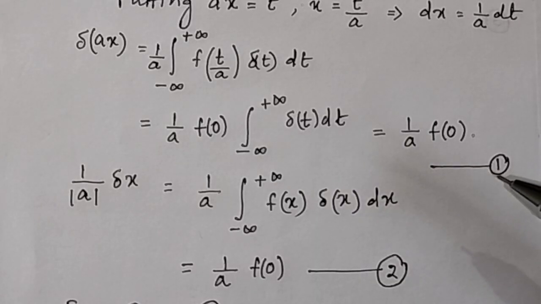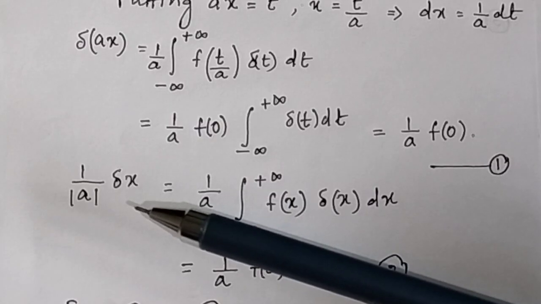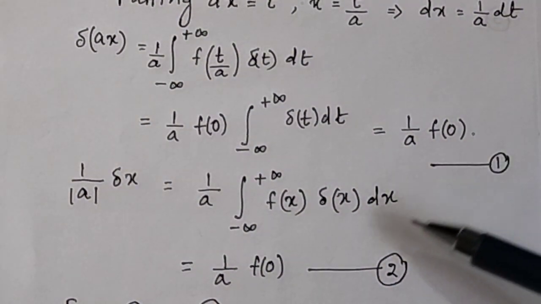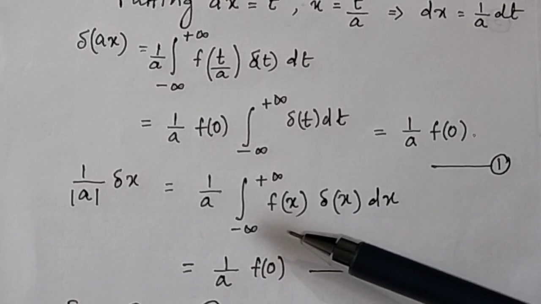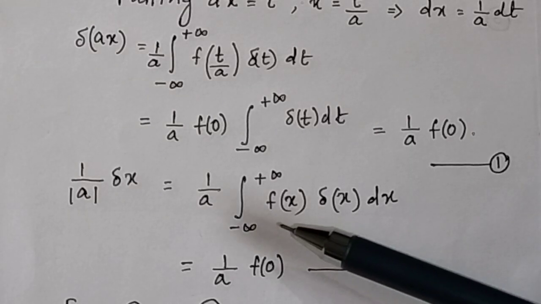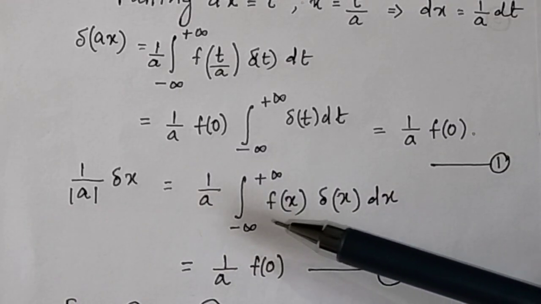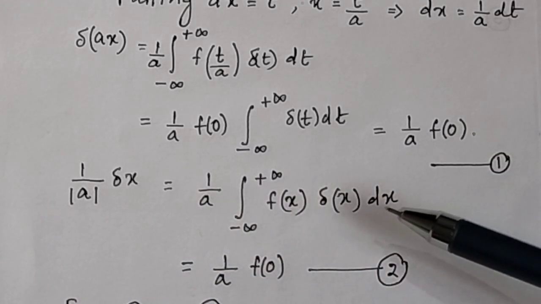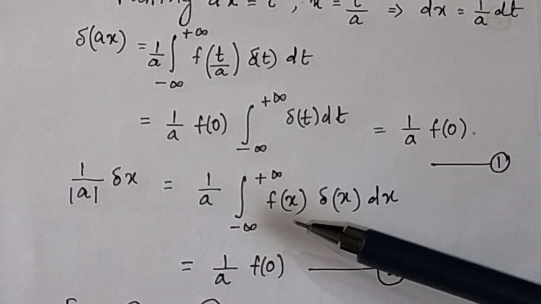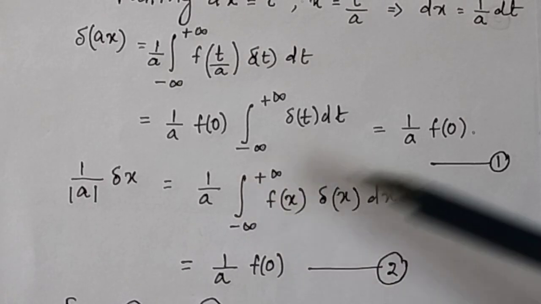Suppose this is equation number 1, and in the right hand side we have 1 by magnitude of a into delta(x). So if you write in terms of the identity, as you have discussed in the previous video, 1 by a is constant, you can take it outside. So integral of f(x) delta(x) dx, here f(x) is a differentiable function, and this is differentiable at x equal to 0.